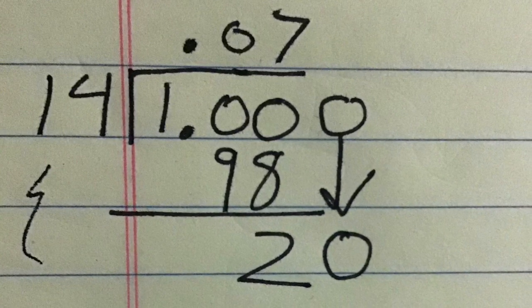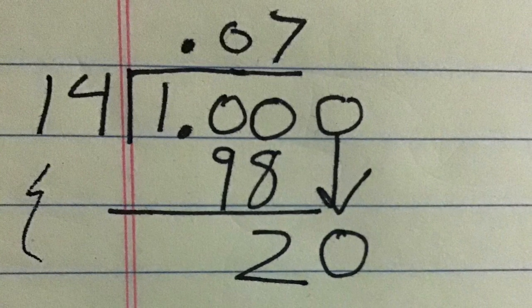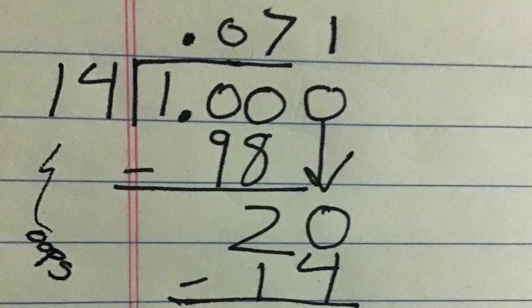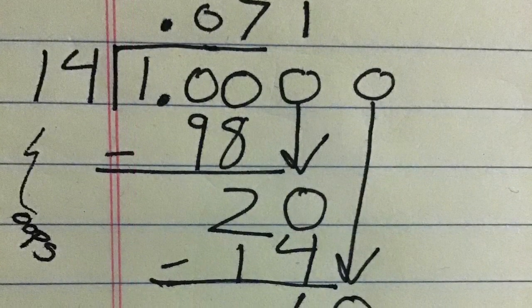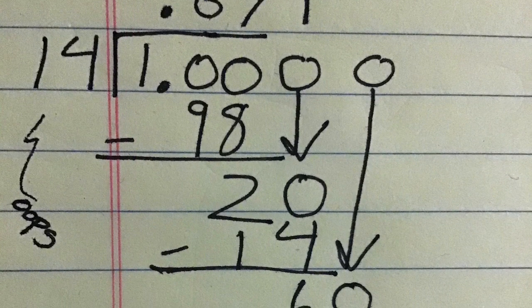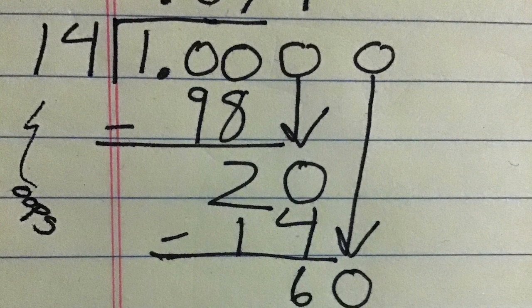Bring down the 0, and it's how many times can 14 go into 20? It can go in 1 time. 14 times 1 is 14. And 20 minus 14 is 6. Bring down the 0, and we have 60.